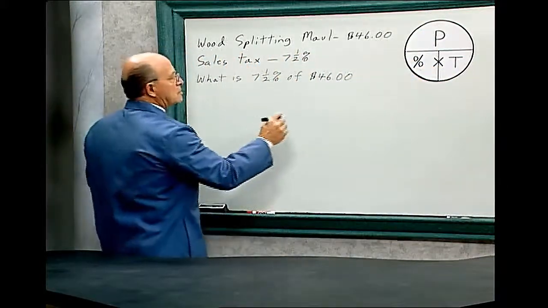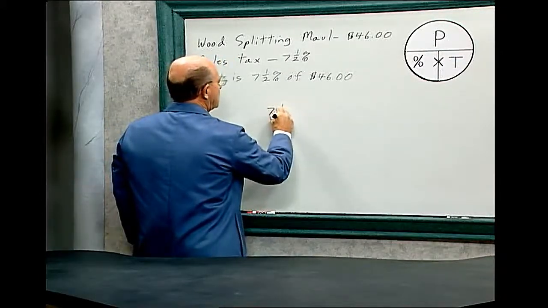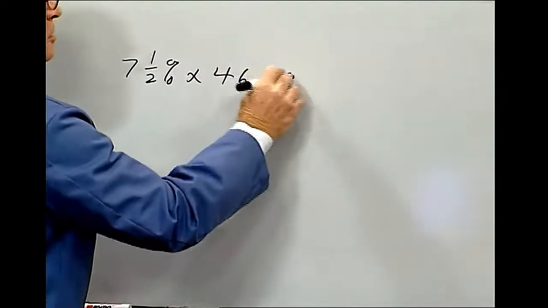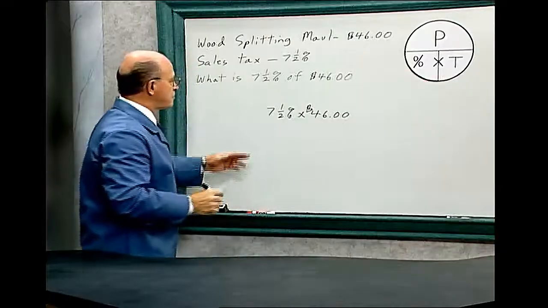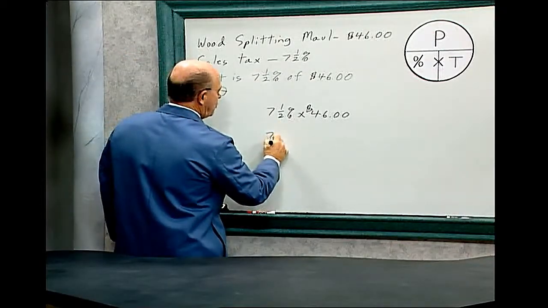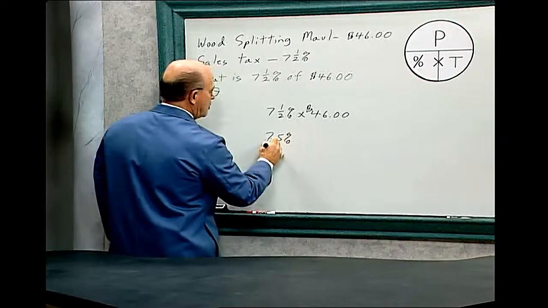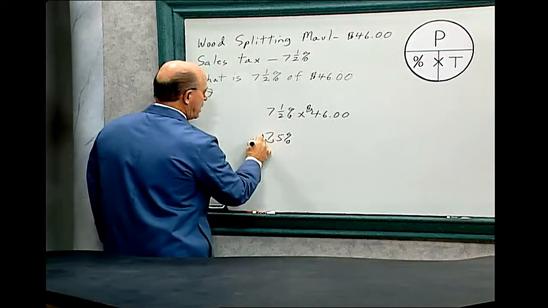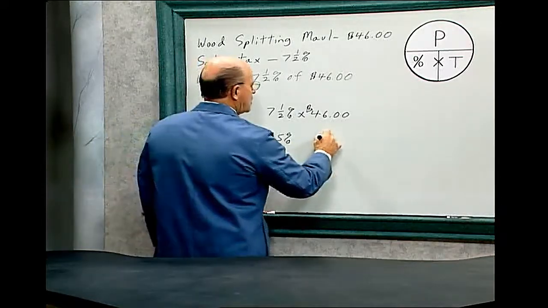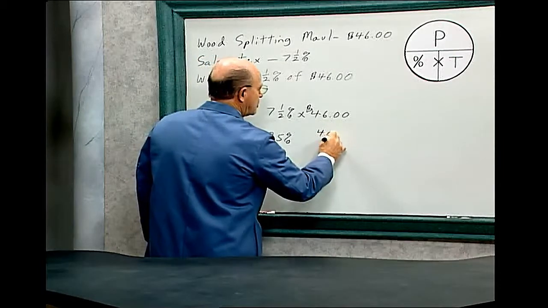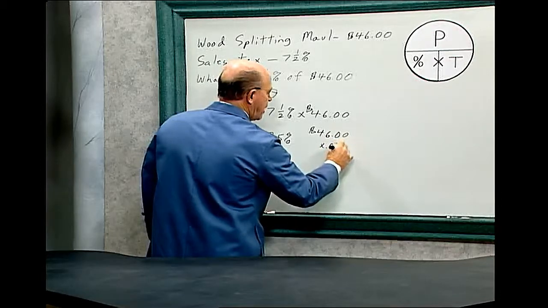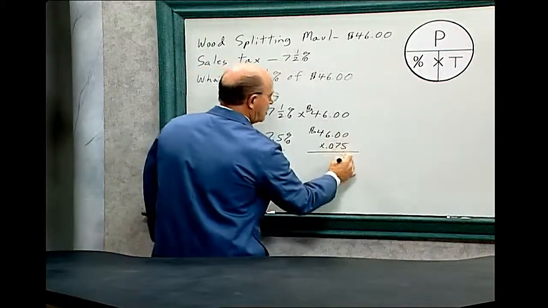Now let's just do that. So it's 7.5% times $46. Let's change that into a decimal. It's 7.5%. Move the decimal place over 2 places. That equals 0.075. So $46 times 0.075. Let's do the math.